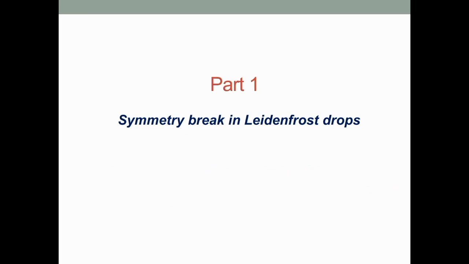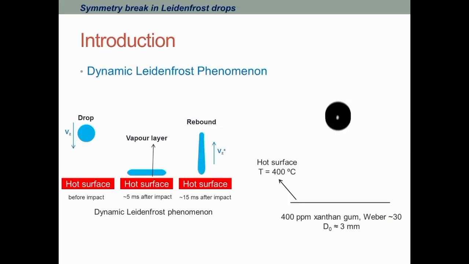So first, the symmetry breaking Leidenfrost drops. A brief introduction about the dynamic Leidenfrost phenomenon. If you have a droplet which impacts on a heated surface, a very thin vapor layer will be formed due to rapid evaporation, which works as an elastic cushion, which separates the droplet fluid and the heated surface. And finally, the droplet may bounce off the surface.